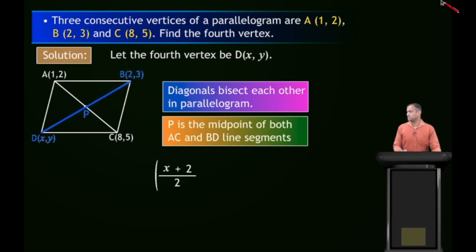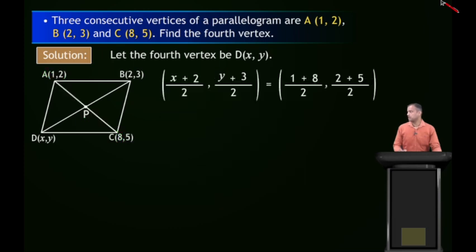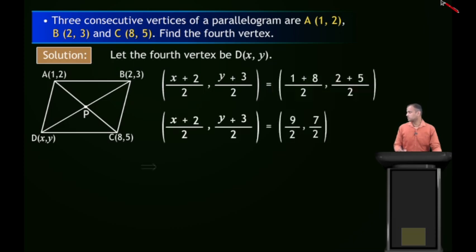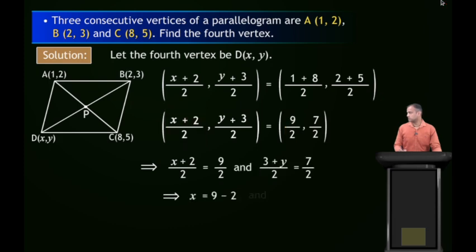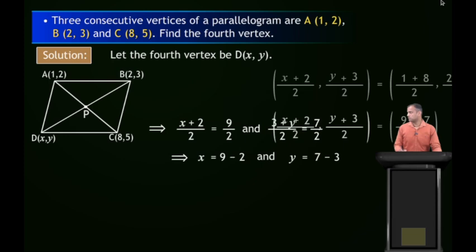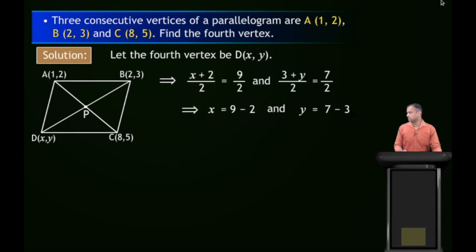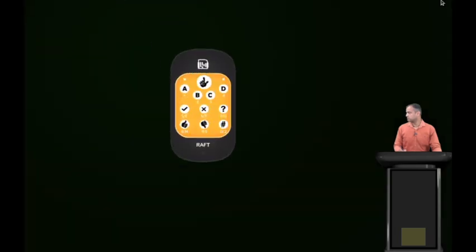So from BD we can get x plus 2 upon 2 and y plus 3 upon 2, and from AC we will get 1 plus 8 upon 2 and then 2 plus 5 upon 2, and both the points are equal. So put both equal and then you will get the answer x and y. So x equals 7 and y equals 4. So this is the 4th vertex.